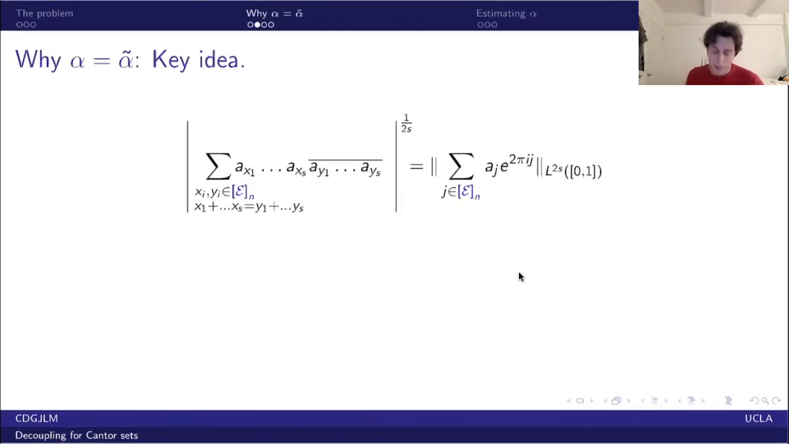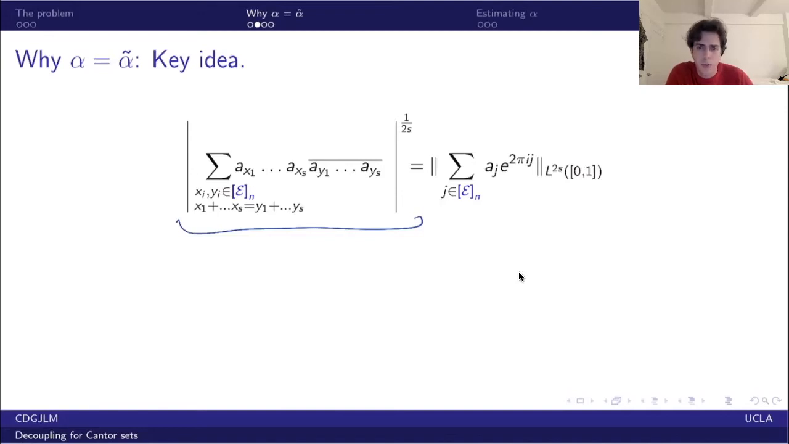The key idea comes from exponential sums. It's, at least for me, it was a bit surprising at the beginning. So you have this sum that you're trying to estimate, and it turns out that this is equal to an L2 norm of a certain exponential function. And why is this true?